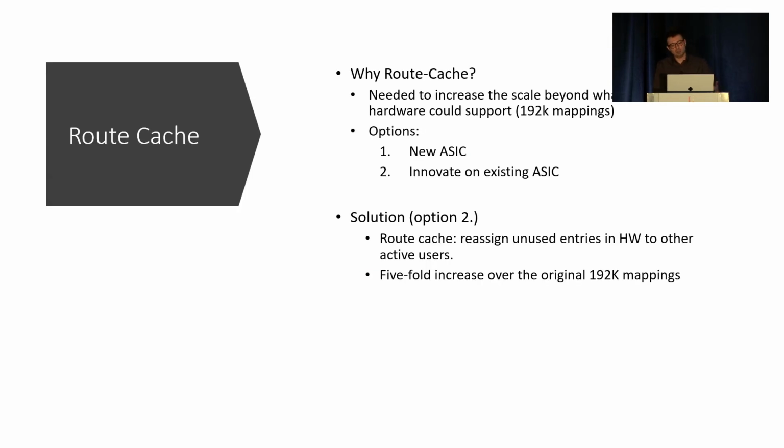So even though we increased the size of the VTEP table, that was not sufficient in view of the potential future growth. And so we were facing two decisions. One was to onboard the new ASIC, which at the time was the Tofino V2, or innovate on the existing ASIC. Because of the onboarding time, we decided to go with the second option. And so we introduced a system of route cache, which reassigns unused entries in hardware to other active users. The result is an increase that is potentially fivefold over the 192K mappings.